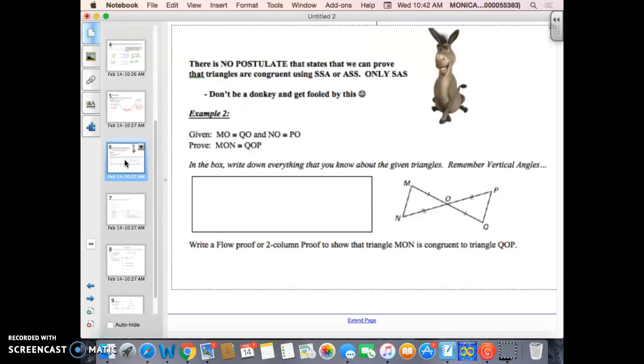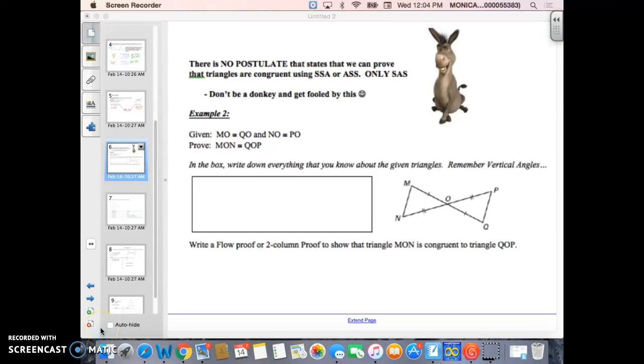Okay, there is no postulate that is the SSA or the ASS postulate. There's only the side angle side. So don't be a donkey and get fooled by this. All right, let's look at another example. Why don't you go ahead and see if you can work on this by yourself, and then we'll come back and check your answers in a second.